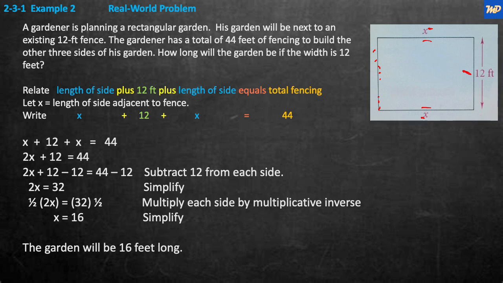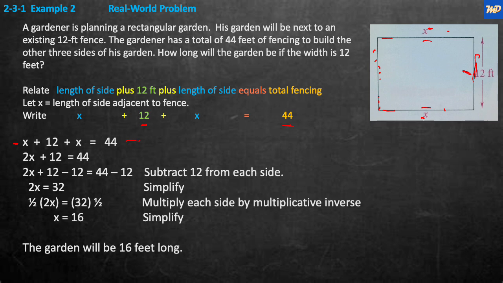So here x is this one, and this one, the sides adjacent to the fence. And when we write that out, it's going to be x plus 12. That's our 12 on the side over here, plus x, it's two x's, x and another x, equals 44 total feet. So how do we solve it? We write the equation, x plus 12 plus x equals 44.